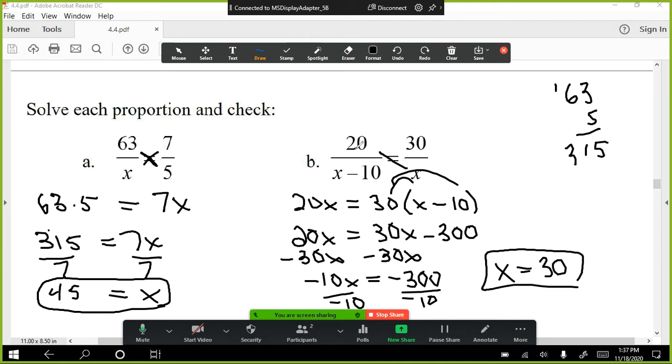So what does that mean? That means when I plug 30 in there, 20 over 20 will be equivalent to 30 over 30. Okay? But that's the gist of dealing with proportions. It doesn't really get much harder than that right there.